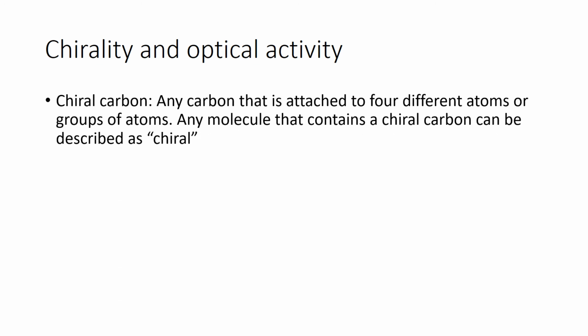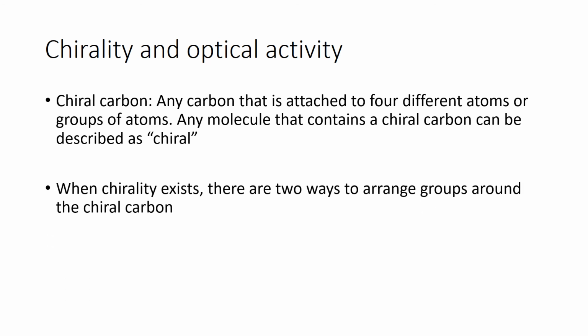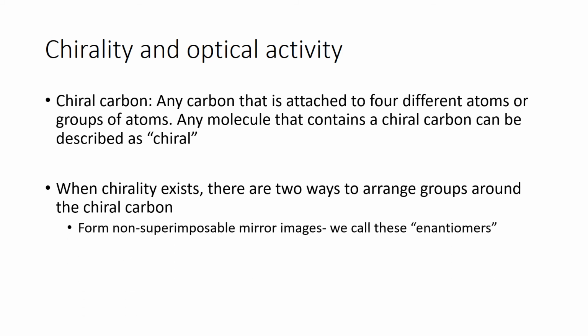Okay, last part of this is chirality and optical activity. And this is an interesting topic. So you've probably never heard the word chiral before, but a chiral carbon is any carbon that's attached to 4 different atoms or group of atoms. So any molecule that contains any one chiral carbon can be described overall as chiral. When chirality exists, there are 2 ways to arrange groups around the chiral carbon. And these form non-superimposable mirror images called enantiomers.